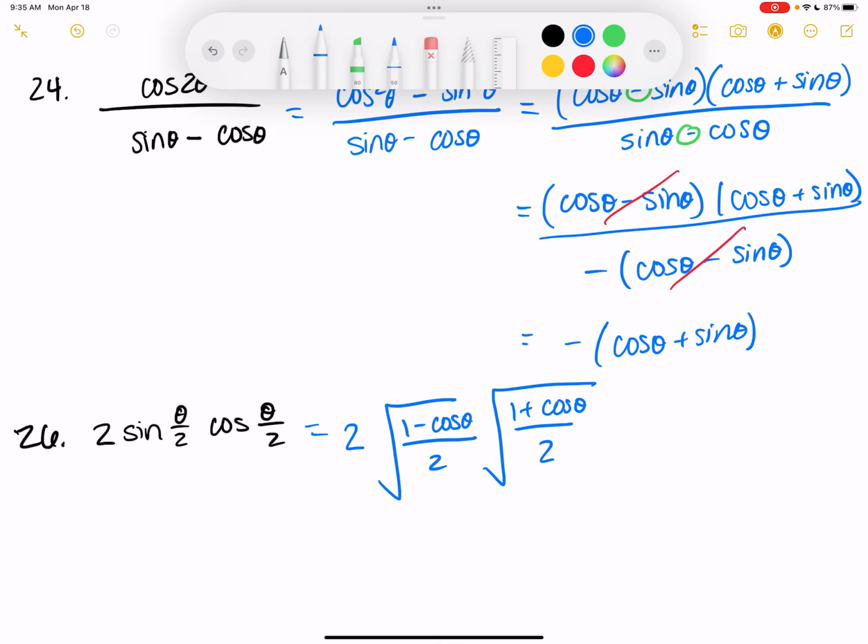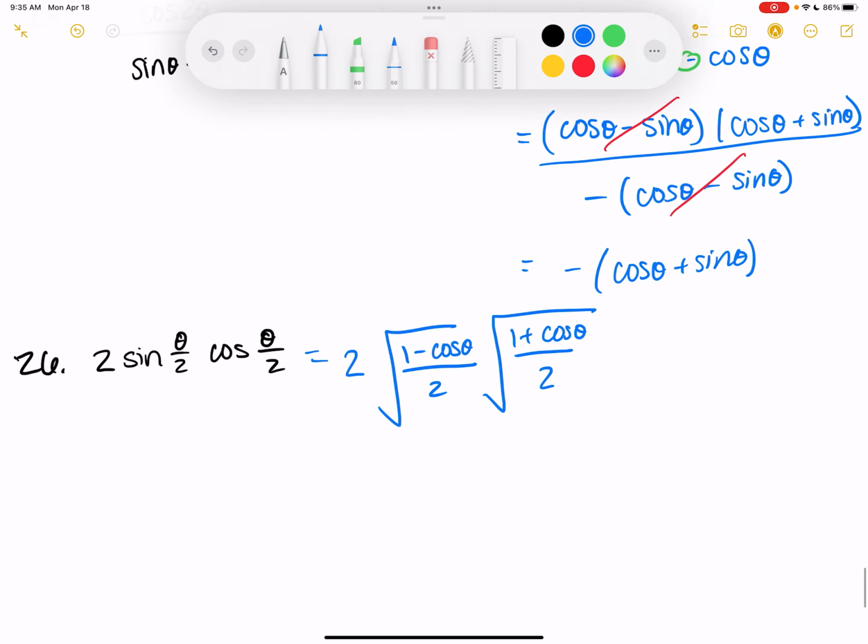So now I'm multiplying radicals. What does that mean about the stuff that's inside? It stays the same. I can also multiply what's inside the radicals together, so I'm going to make one jumbo radical. So this is going to be 2 times the square root of 1 minus cosine theta times 1 plus cosine theta all over 4.